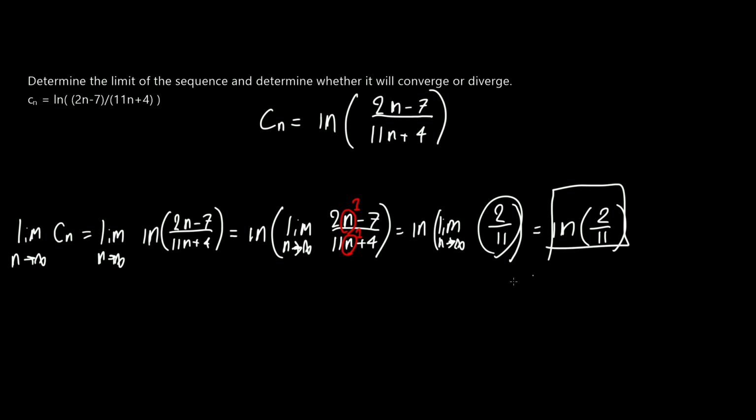So there's your answer. This sequence here, c sub n, will be converging to the natural log of 2 over 11. And that's how you solve this problem.